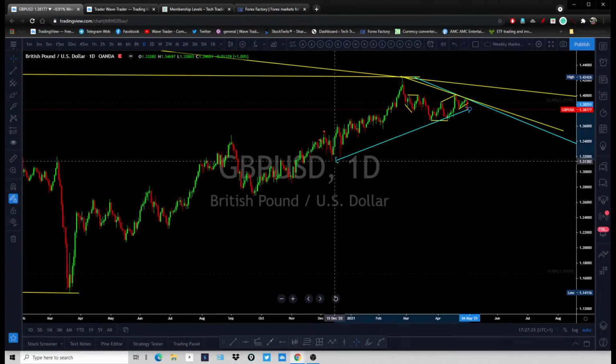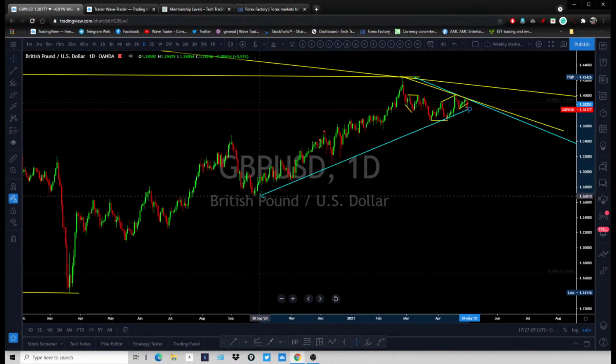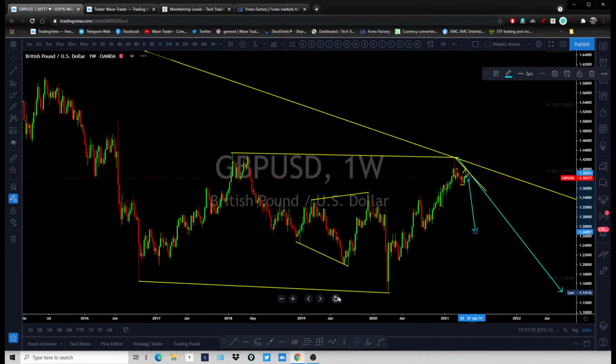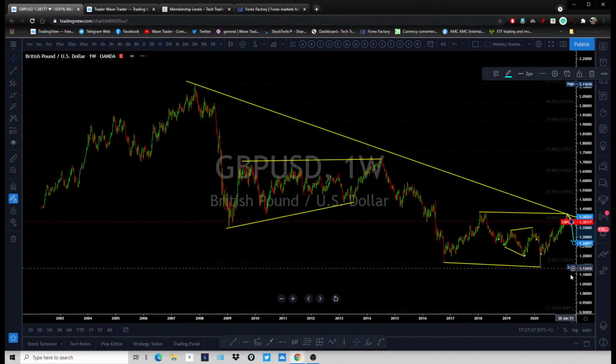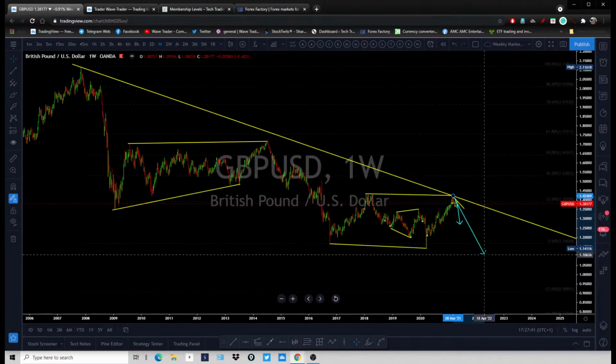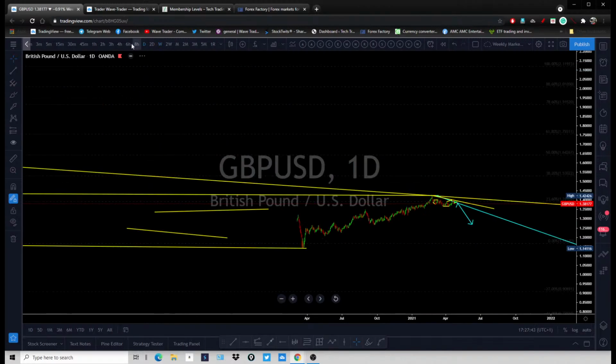Okay, so we are looking for this to go all the way back to these levels up to 30, or in a best case scenario, these areas, 125, or resume the trend. The trend which I have shown you last week, that longer term bearish trend. This longer term bearish trend resumes on the pound against the dollar.